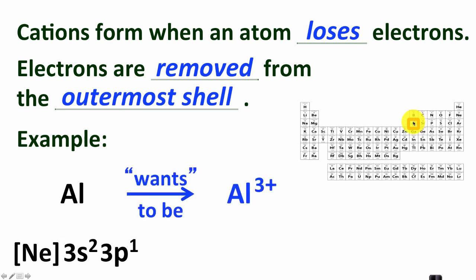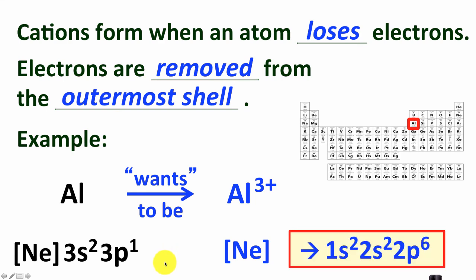It would like to be, so to speak, the aluminum 3+ ion, and that is simply the neon noble gas core, and the 3s and the 3p electrons are lost. Those are the outermost shell. We remove 3 electrons. And of course, neon is the same as 1s2, 2s2, 2p6.